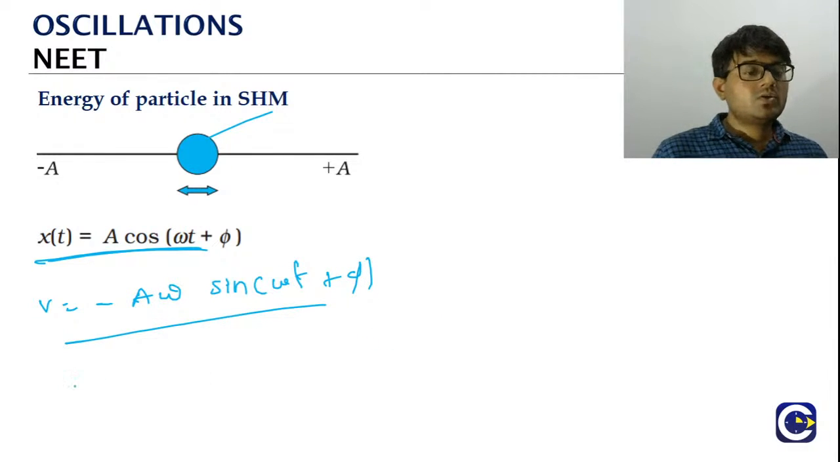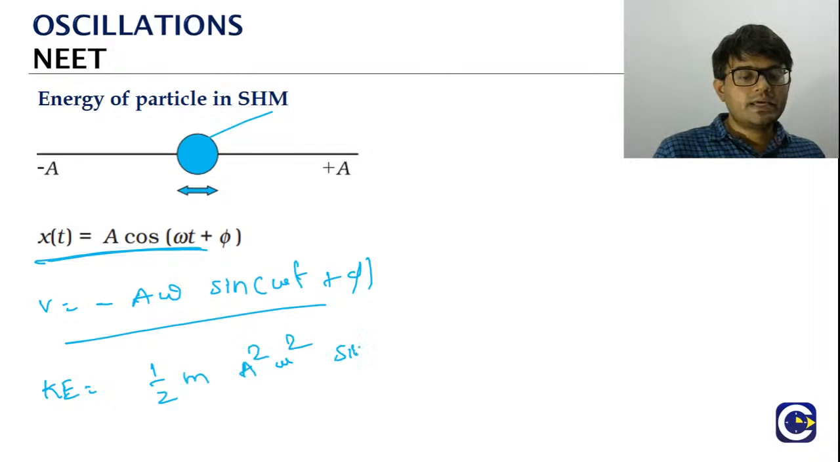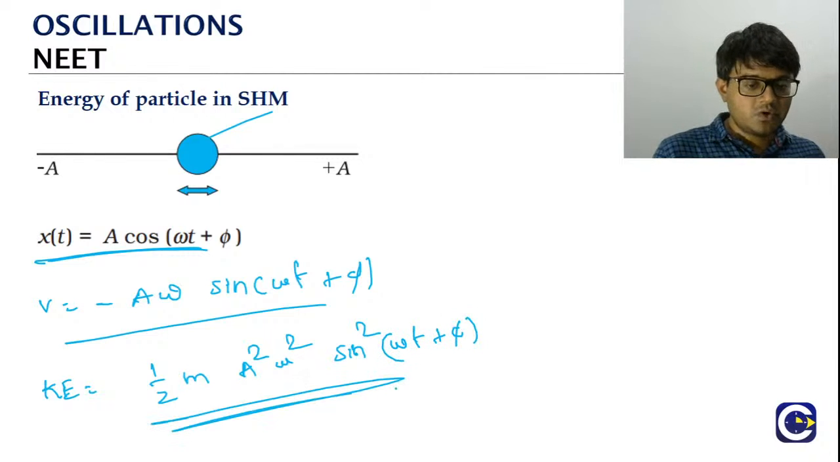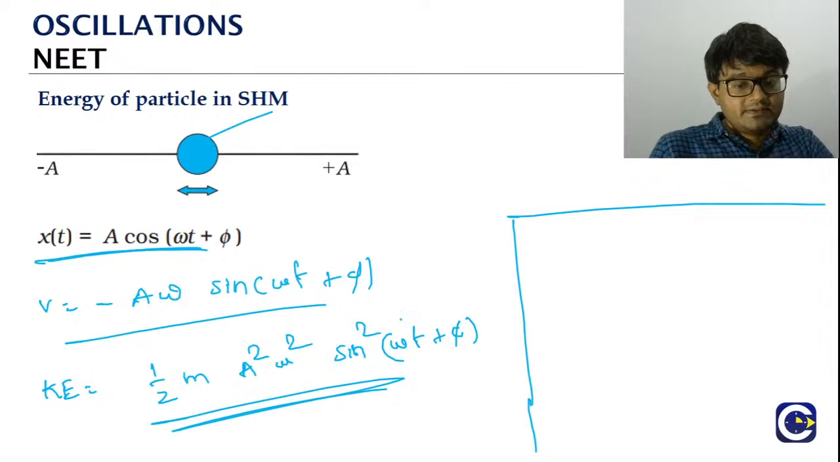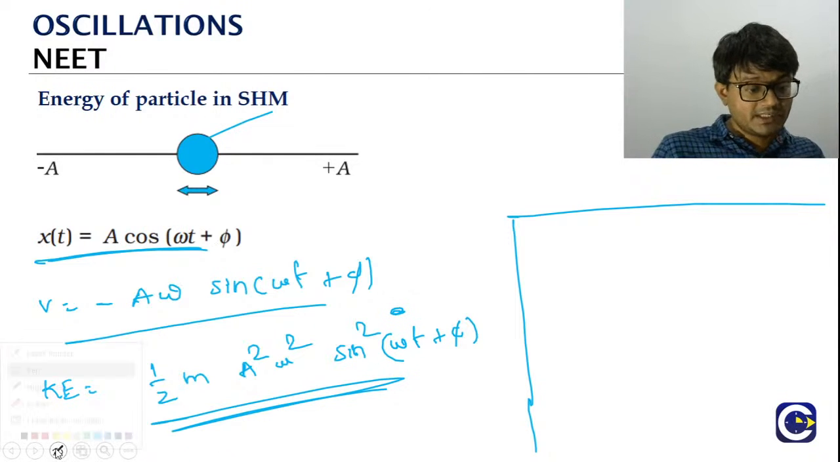Okay, so when we say kinetic energy, what is the kinetic energy of the particle? Half m v squared, isn't it, which is what? A squared omega squared sin squared(omega t plus phi). So this is the kinetic energy. Okay, but if you observe, the kinetic energy will not be a constant. Look, here we are having a sin function, which means what? It will not be a constant, it will keep on changing.